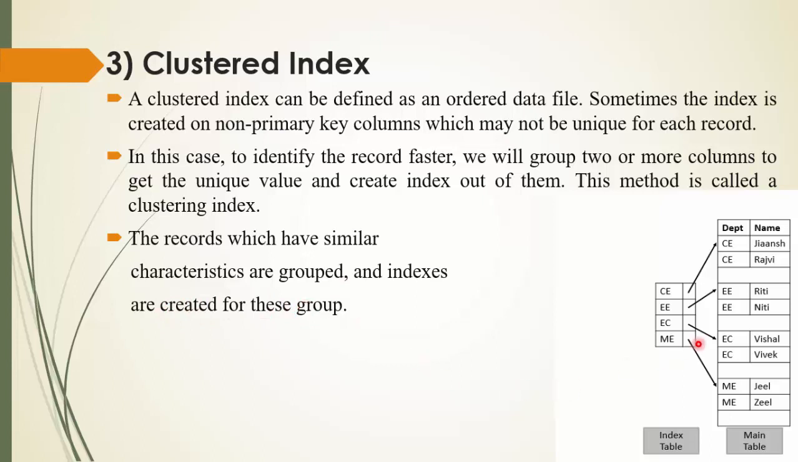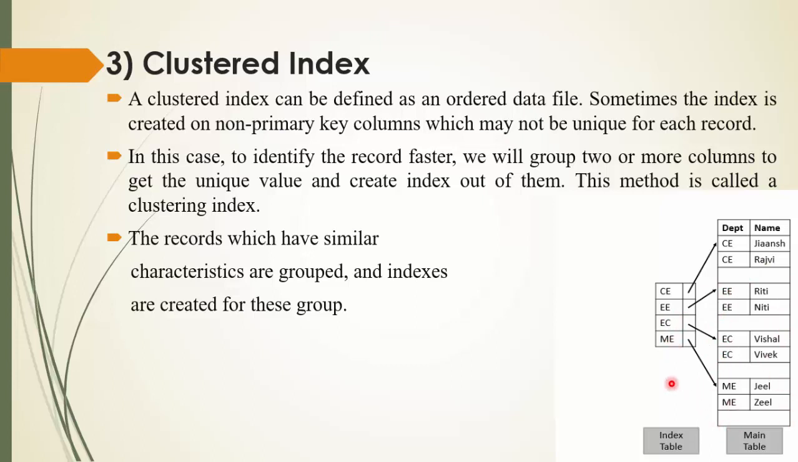The records which have similar characteristics are grouped together and indexes are created for this group. See in the diagram, here we have 4 departments: computer, electrical, EC and mechanical. We put them in the index table. Now we have department and student names. The students who belong to the computer department are grouped in one group, the students who belong to the electrical department are grouped together, and likewise EC and mechanical. See here, CE is connected with the CE department, electrical with electrical, EC with EC, and mechanical with mechanical.